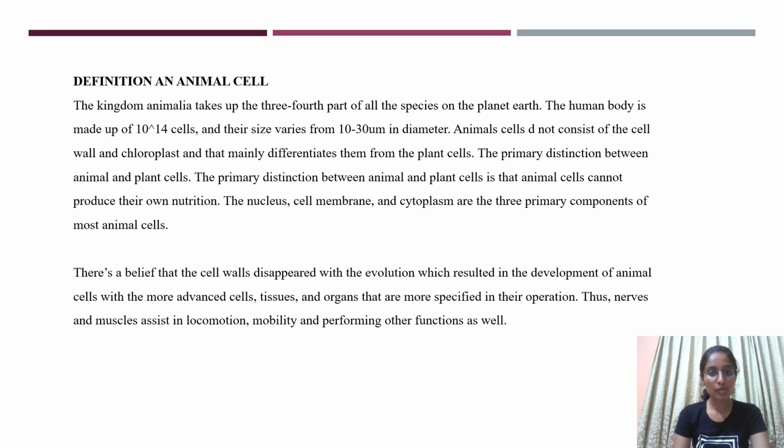The nucleus, cell membrane, and cytoplasm are the three primary components of most animal cells. There is a belief that the cell walls disappeared within the evolution, which resulted in the development of animal cells with the more advanced cells, tissues, and organs that are more specified in their operation. Thus, nerves and muscles assist in locomotion, mobility, and performing other functions as well.